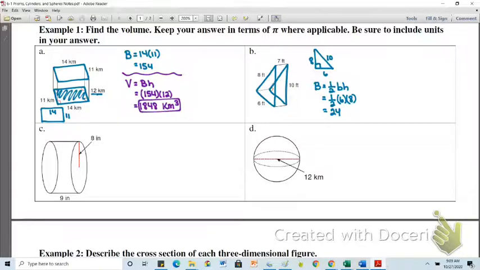Next, we're going to go on to my volume formula. Again, I always write my formula first. So volume equals capital B H, and that is mandatory. So my base area is 24. The height, what connects my two bases together, is my 7. So if I multiply that out, I get 168 cubic feet.